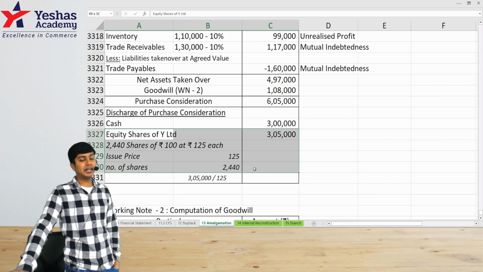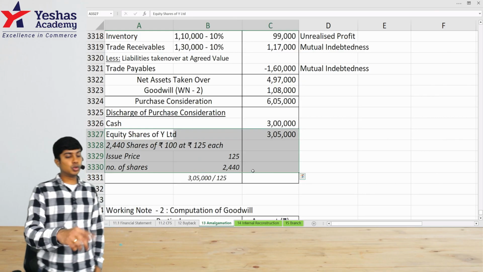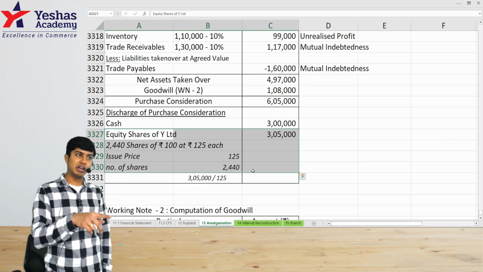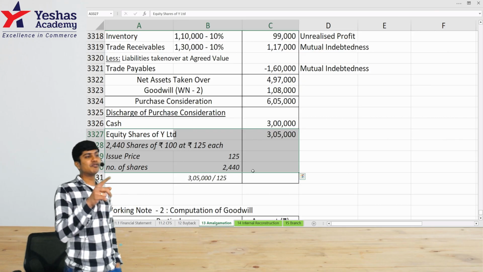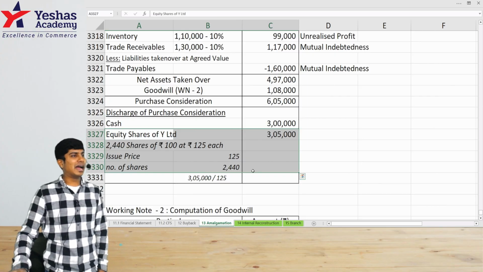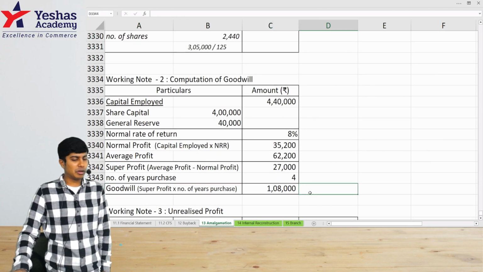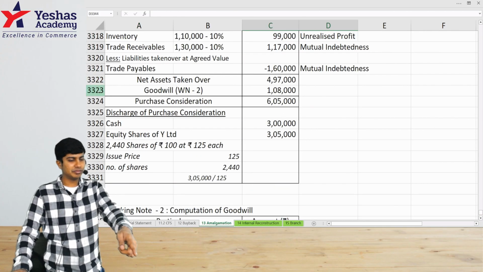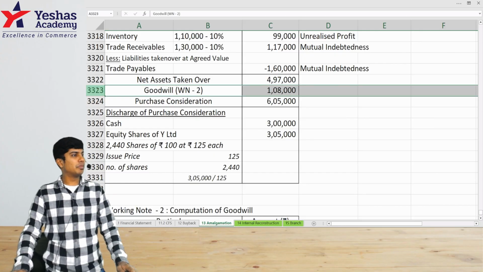This is our share capital, but not completely. Why? 2,440 shares into 100 will be share capital. 2,440 shares into premium of 25 will become securities premium. And goodwill will also come. Whatever you have computed, 1 lakh. That anyways we have it here. This is how your balance sheet will look.